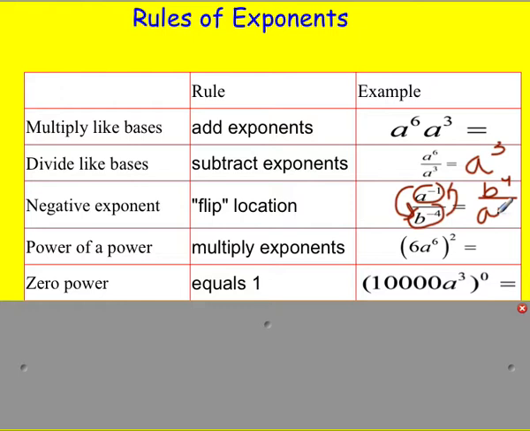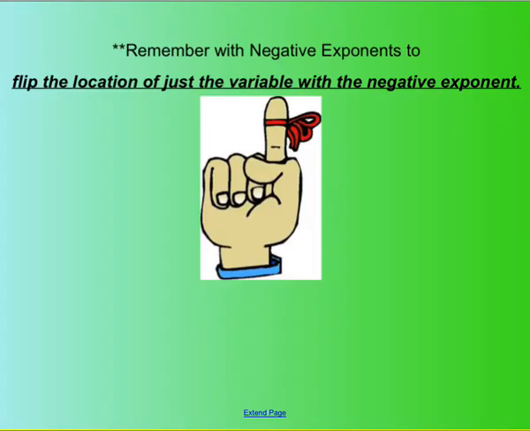So let's go ahead and take a look at putting this into practice. Here's the biggest thing, there's that little reminder on the bottom. Remember with negative exponents that you're just going to flip the location of only the thing with the negative exponent. So if there's a whole bunch of stuff on top, you're only going to flip the thing with the negative exponent, not the whole thing. That's really important to remember as we move forward.